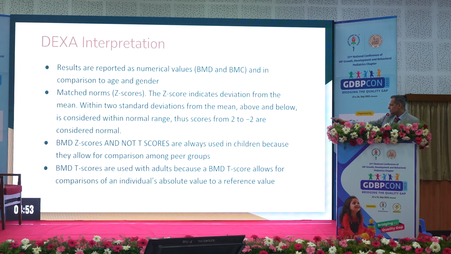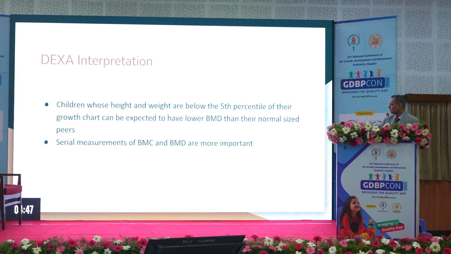Anything beyond that is abnormal, like in any other biological parameter. So BMD Z scores and not the T scores are to be used in children, as I said pretty emphatically earlier. And children whose height and weight are below the 5th percentile have short bones. So they will always get poor bone mineral density scores. So you need to correct for the child's height. There are formulae for that. So child height should be taken into consideration if it is below 5th percentile.